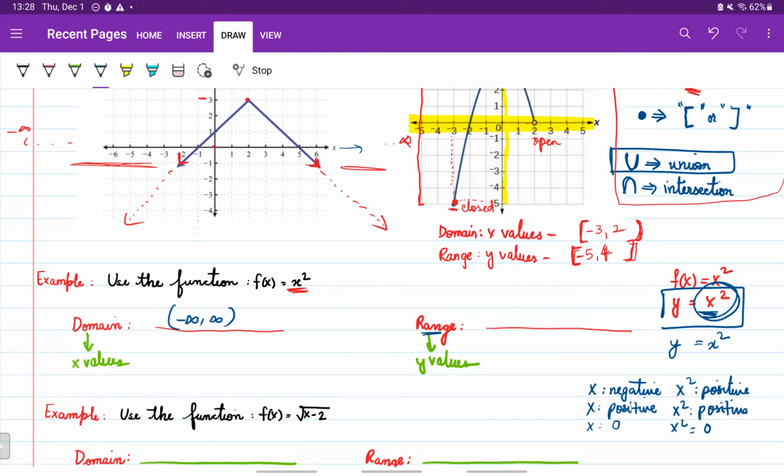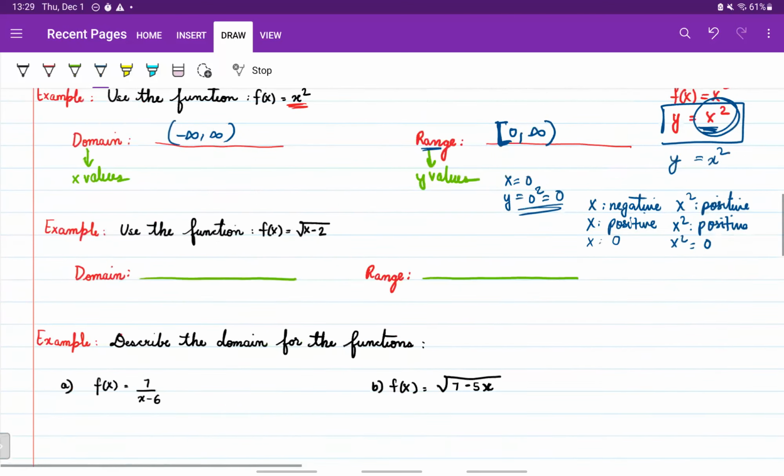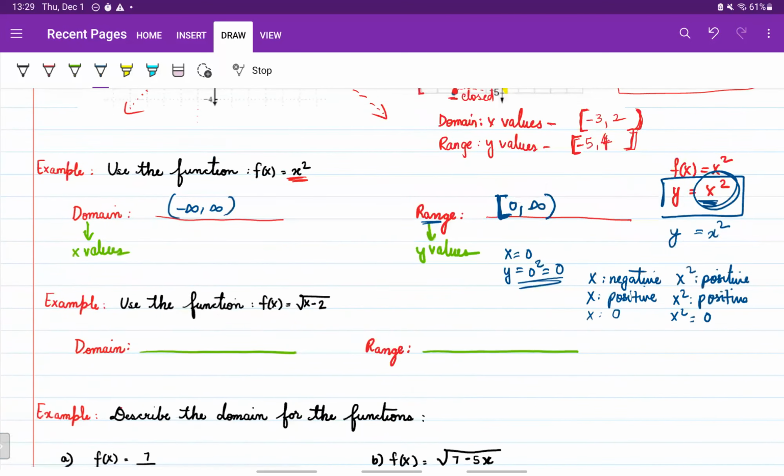So your range would be 0 to infinity. We have a square bracket at 0 because 0 is included. If x is 0, your y is 0 squared, which is also 0. So 0 is included in our function. So we have a square bracket, and at infinity you have an open bracket, a parenthesis. Okay, so that is the problem.